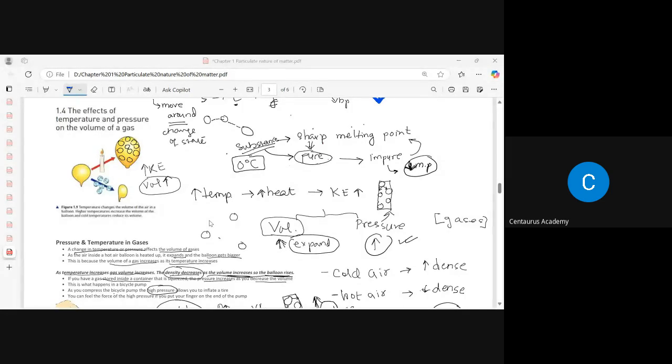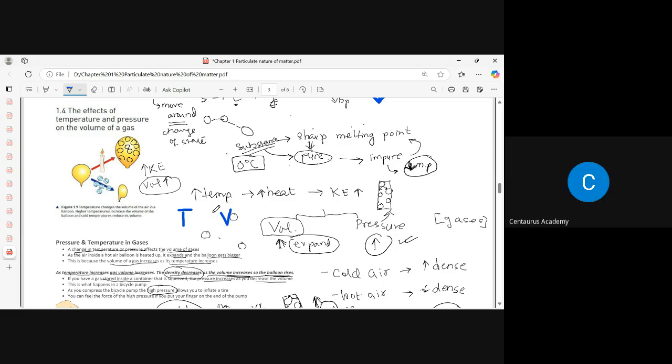Can someone tell me how temperature affects the volume of the gas? Can we develop a relationship between them? When temperature is increasing, the volume increases because the balloon becomes bigger. And when the temperature decreases, the volume decreases because the balloon gets smaller.